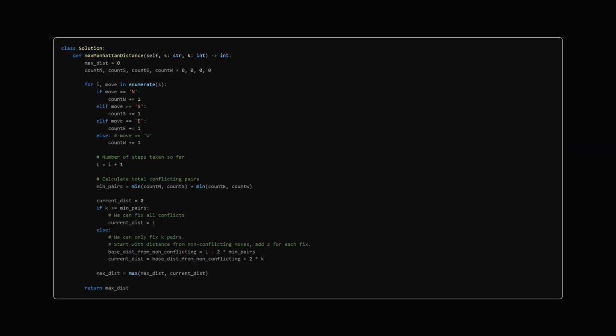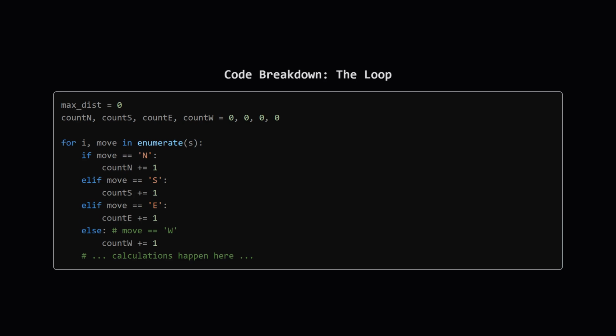Alright. Here's the complete Python code that puts our strategy into action. I know it might look like a bit much at first glance, but it's really just following the simple logic we just discussed. Let's break it down piece by piece. First, we set up a few variables. One to keep track of the best distance we've seen so far, and 4 more to count the north, south, east, and west moves. Then, we start a loop that goes through our input string, one move at a time.